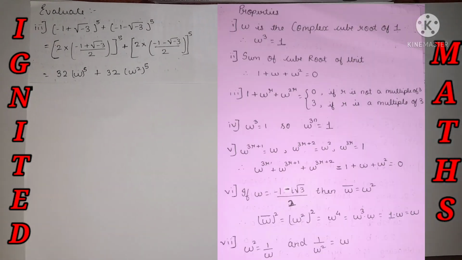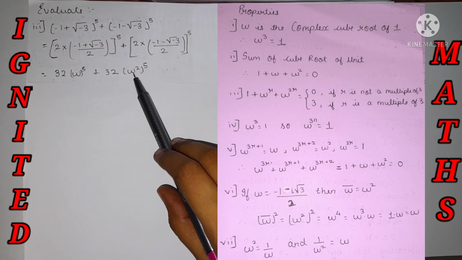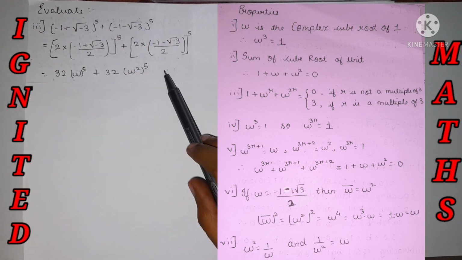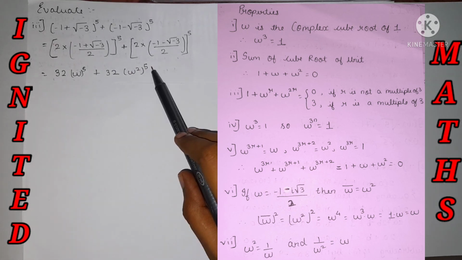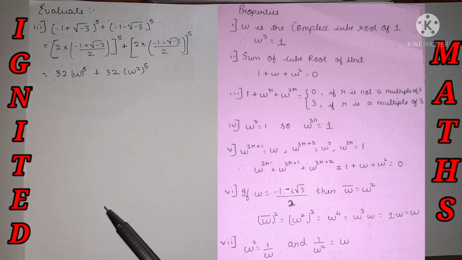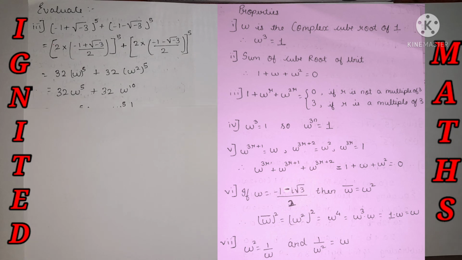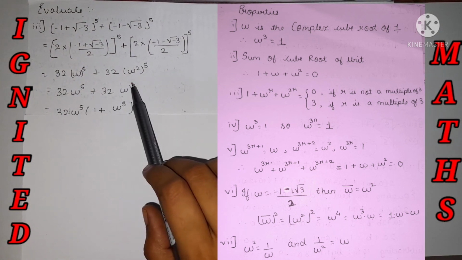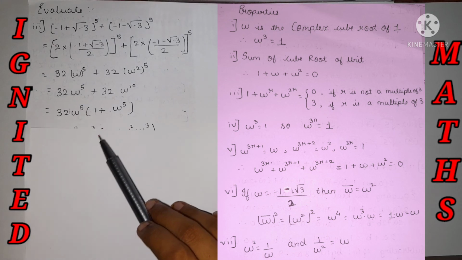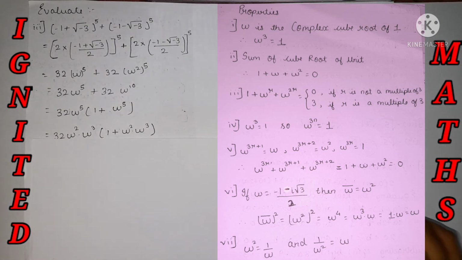Now after seeing it, omega raised to 5 and omega raised to 5 are common here. If I do the multiplication of 2 into 5, 10, then also omega raised to 5 will be common, so just take it on the common side. I have done the multiplication, 2 into 5 is 10, and omega raised to 5 is common. After doing it, for omega raised to 5, I use the value of omega raised to cube.